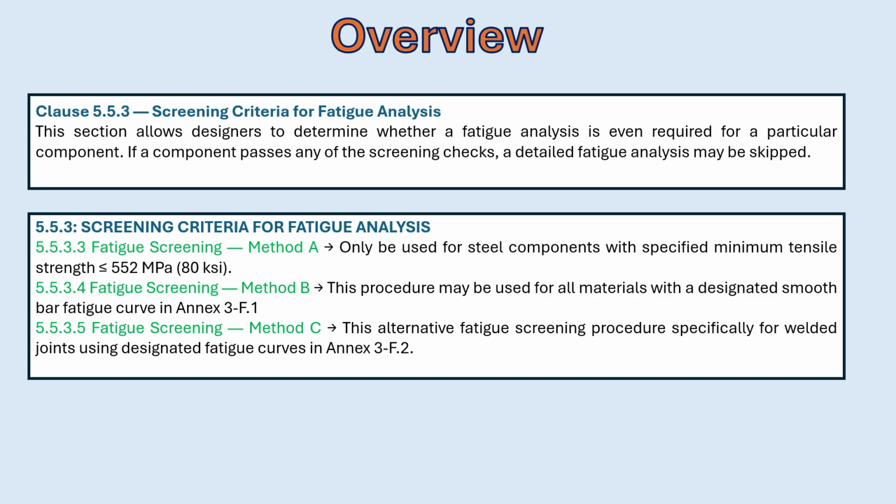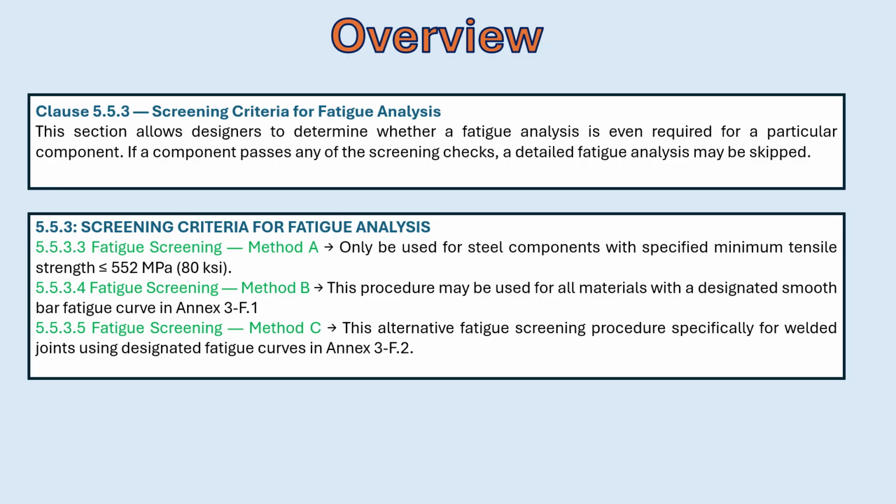Clause 5.5.3 defines the screening criteria for fatigue analysis. This section allows the designer to determine whether a fatigue analysis is even required for a particular component. If the component passes any of the screening checks, a detailed fatigue analysis may be skipped. There are three methods in 5.5.3: first is method A, then method B, and method C.